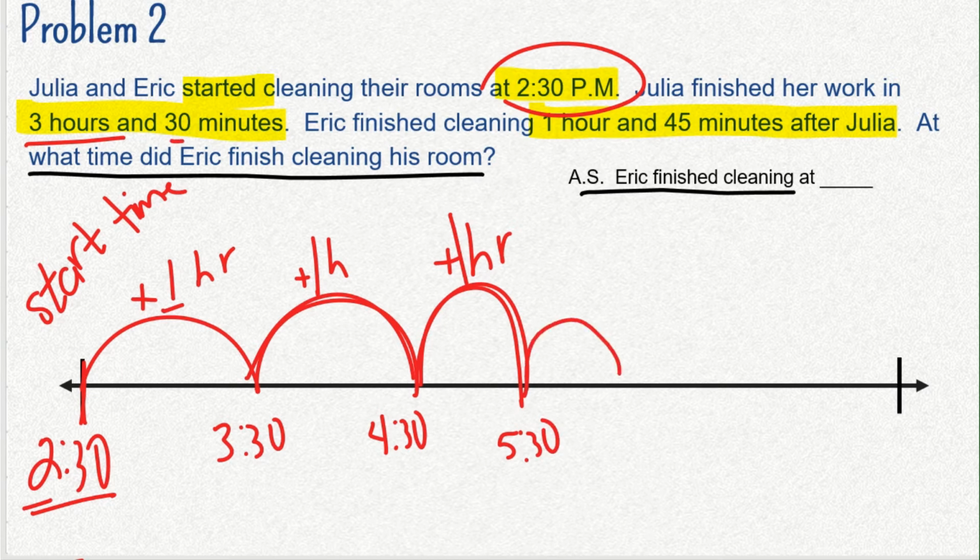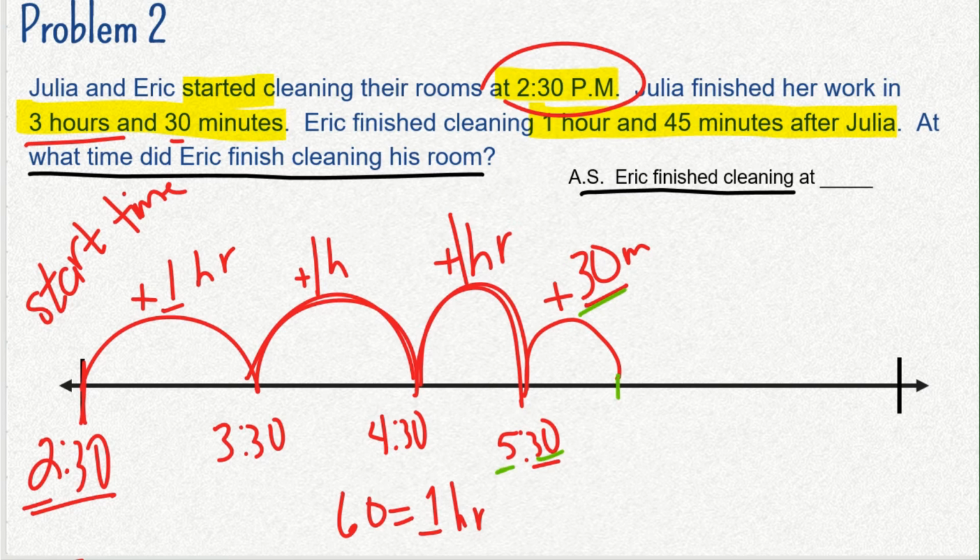So I'm going to make a smaller loop and say plus 30 minutes. Now 30 plus 30, again, is 60 minutes, and 60 minutes is equal to 1 hour. So in this case, 30 plus 30 is 1 hour. So the 5 plus 1 would be 6 o'clock.